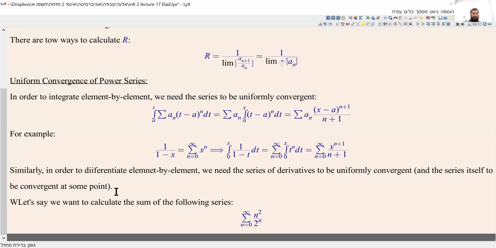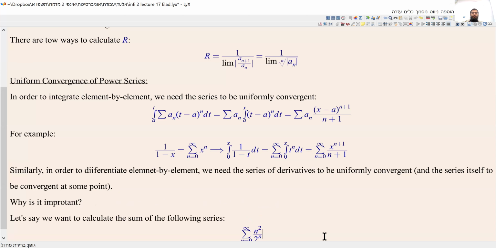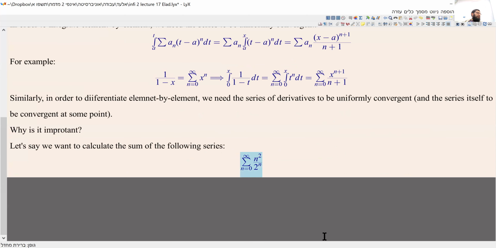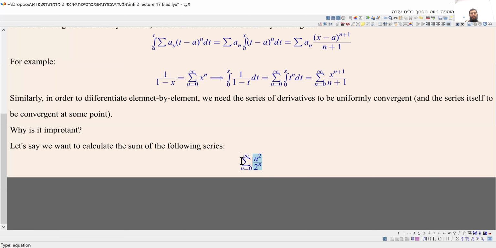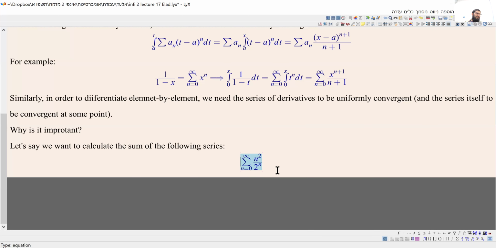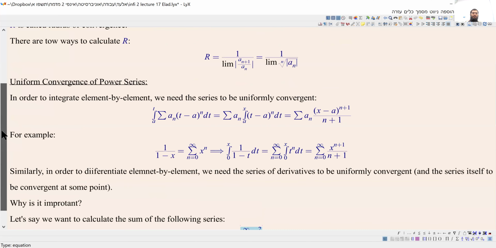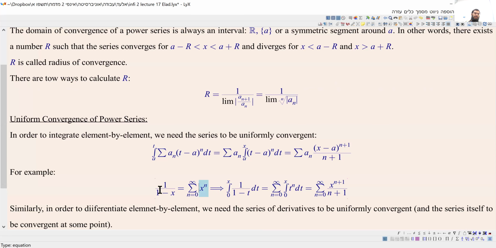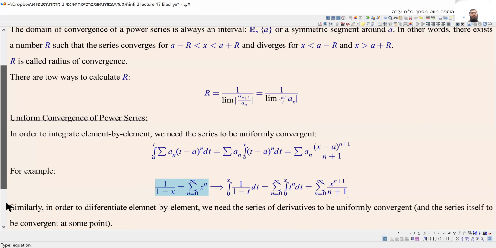Why is it important? From my point of view, we can talk about other points of view later, probably in lecture number 18 or something. Let's say I want to calculate the sum of the following series. Now, how do I get to this sum? We start off at the geometric sum. We actually don't have another starter. As I mentioned earlier, not today.